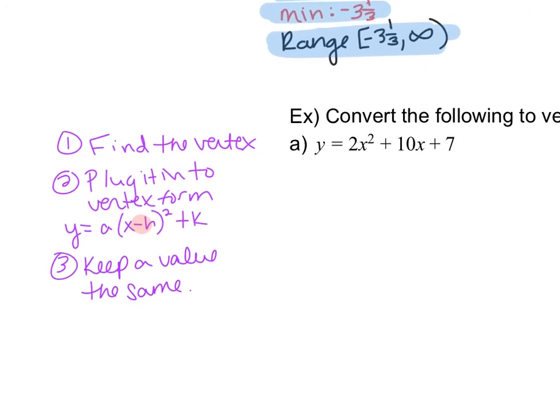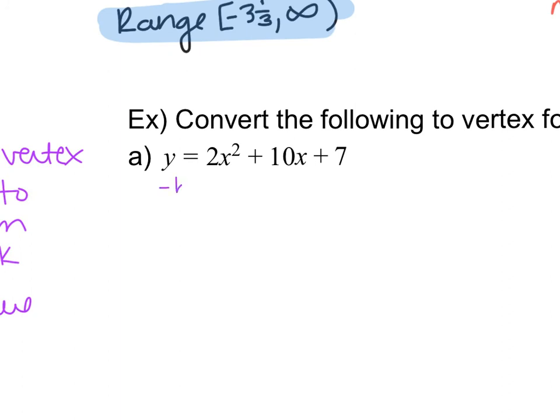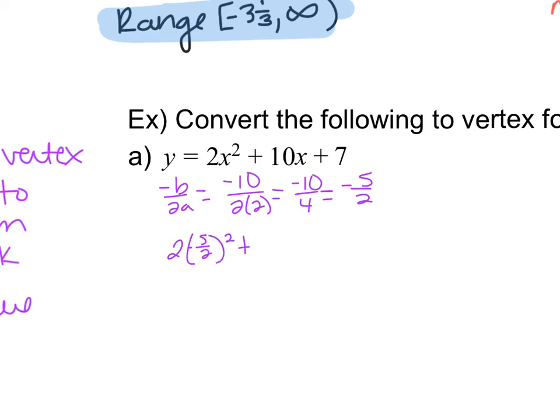So finding the vertex of this bad boy, we are going to do negative b over 2a. So that will be negative 10 over 2 times 2. It'll be negative 10 over 4. We're always going to reduce fractions. Negative 5 halves. Yay, another fraction. Okay. So now let's plug that into the equation. So I have 2 times negative 5 halves squared plus 10 times negative 5 halves plus 7.